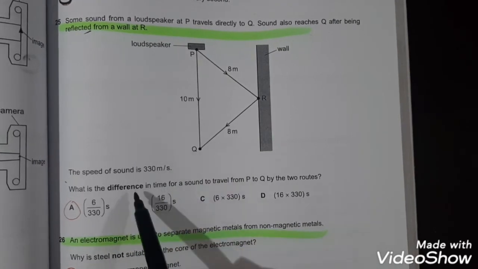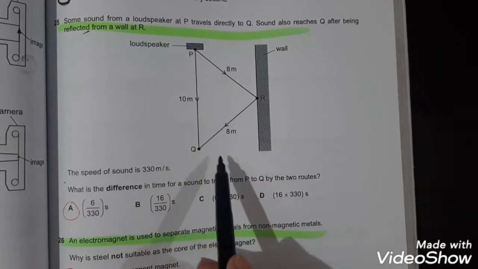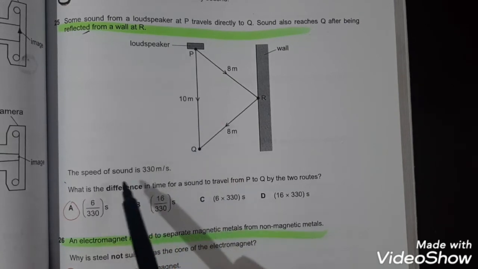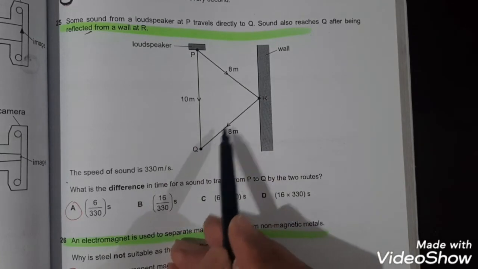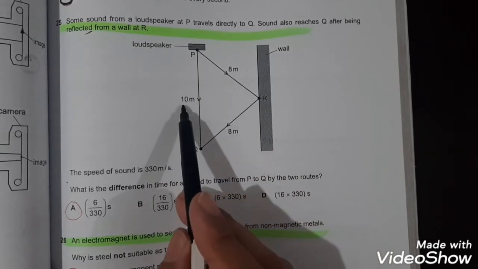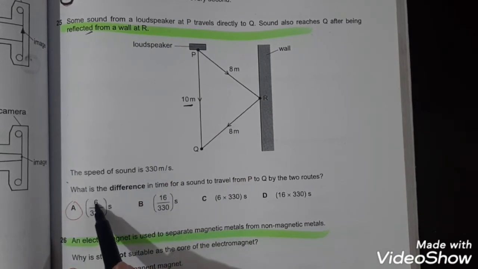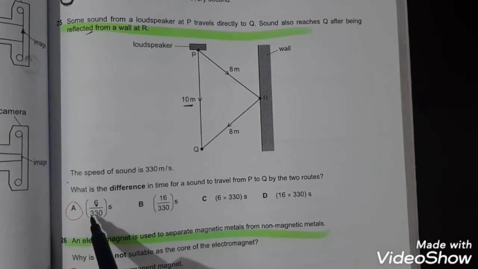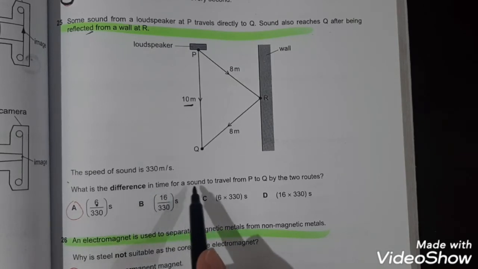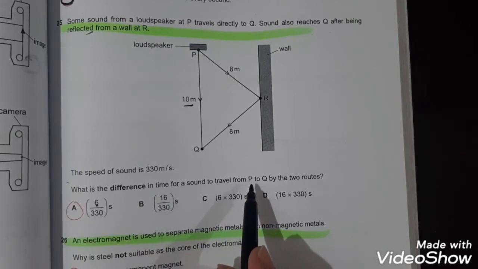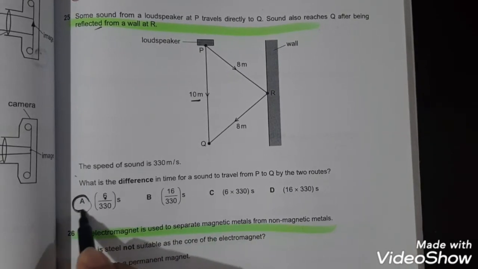So over here we will write, it is 8 meters and 8 meters, and over here it's 10. The speed of sound is 330 meters per second, and the distance is 8 plus 8, which is 16, and over here it's 10 meters. So the difference in time is the difference in distance, which is 6 meters, divided by the speed, which is 330, and this will calculate the time difference for the sound to travel from P to Q by the two routes. So A will be the correct answer for question 25.